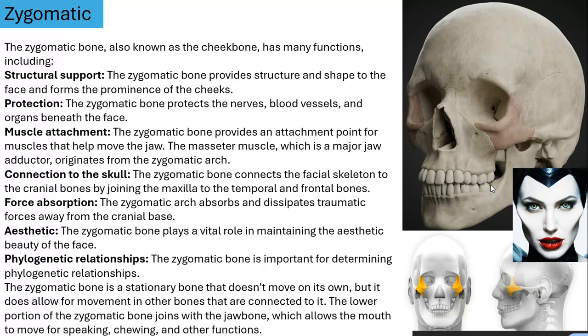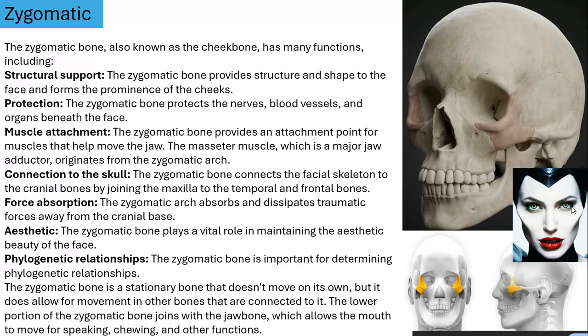Alright, the zygomatic bone. The zygomatic bone is, like I said, the cheekbone. As you can see, this red area on the skull is the zygomatic bone. This particular area on Angelina Jolie, this is the zygomatic bone. The zygomatic bone, also known as the cheekbone, has many functions. Provides structural support: it provides structure and shape to the face and forms the prominence of the cheeks. It makes it look very prominent. If you did not have a zygomatic bone, it would look flat.